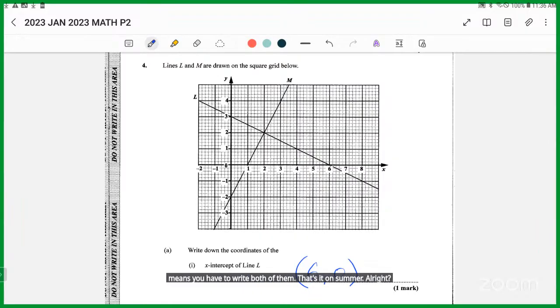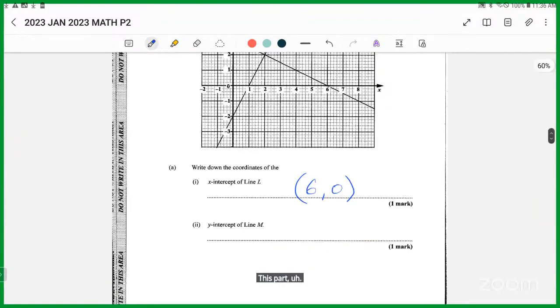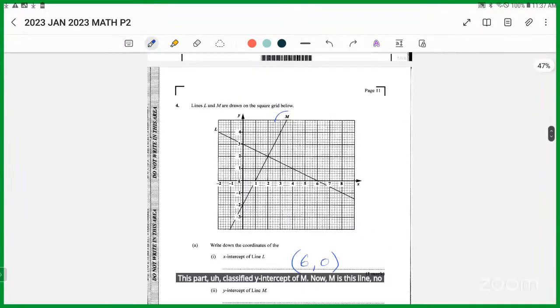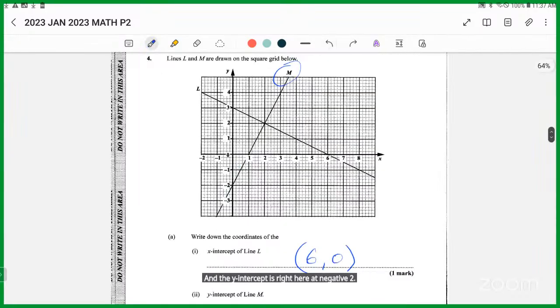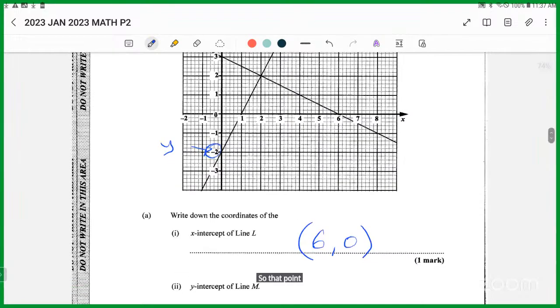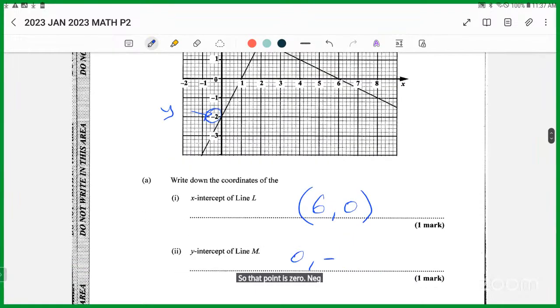Alright. The next part asks us for the y-intercept of M. Now M is this line, this one. And the y-intercept is right here at -2. Again, that's just a y value. y equals -2, but there the x value is 0. So that point is 0, -2. This is referring to this point right here. 0, -2.